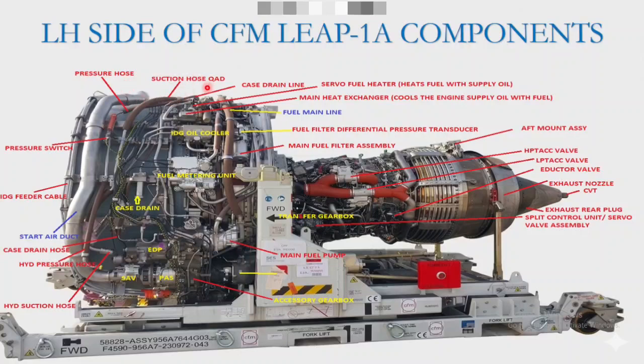And there is a suction hose. Suction hose is having QAD. That QAD also will connect with the pylon area. If you come to the bottom, there is a case drain filter, and then EDP, engine driven pump, then starter air valve, then pneumatic air starter.